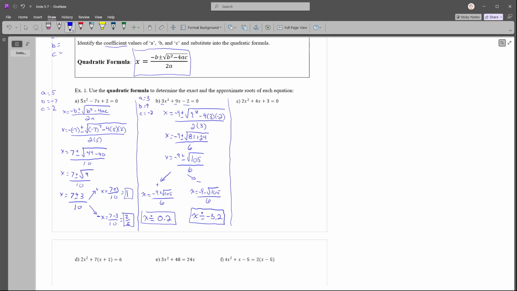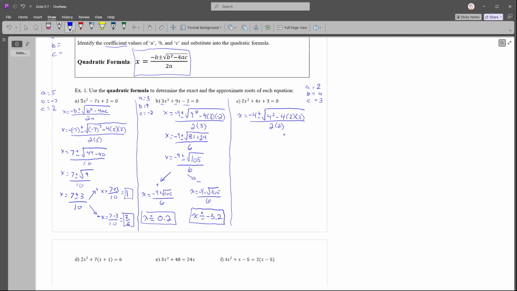So in this case, we are going to find our a, b, and c. What is our a? Our a is equal to 2. Our b is equal to 4. And our c is equal to 3. So let's plug that into our equation. X is equal to negative b, so negative 4, plus or minus square root of b squared. So that's 4 squared, minus 4 times a, which is 2, times c, which is 3. And that whole thing is square rooted. And then we divide that by 2 times a, which is 2.